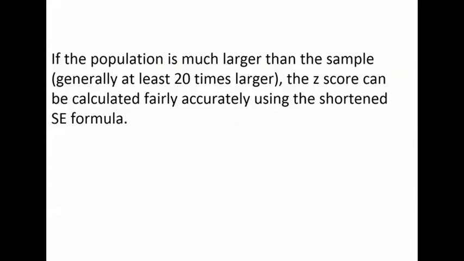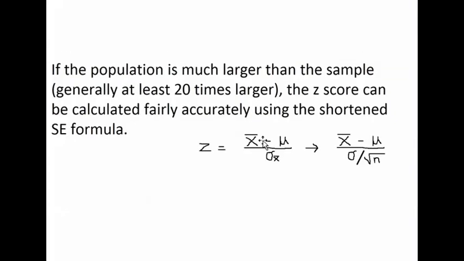Let's take a look at the z-score formula one more time. I told you that this was the z-score formula right here, the sample mean minus the population mean divided by the standard error. We know that if the population is 20 times larger than the sample, then the standard error formula is just this short formula right here. It doesn't have that FPC at the end. So if the population is 20 times larger than the sample, then this is the formula for the z-score of the sample mean. Let's use this formula to calculate the z-score of a sample mean.